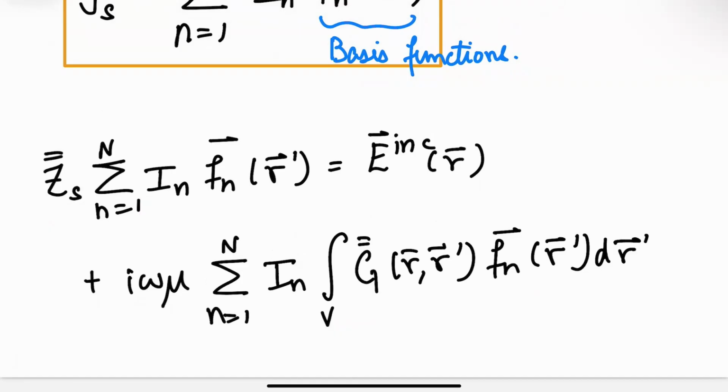We don't know what this is, right? Because Zs is given by the material properties. So In is the only unknown, and essentially, we want to see how to solve that.